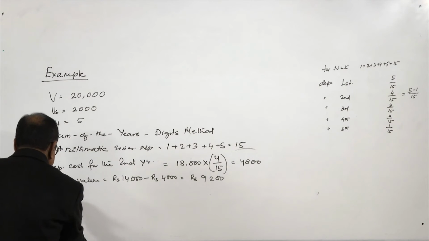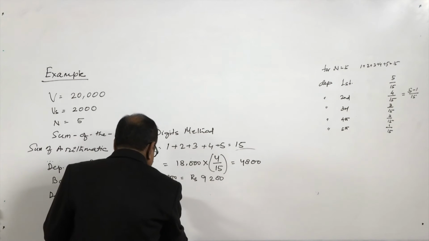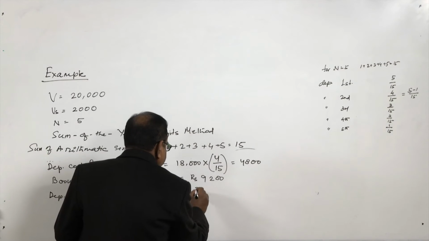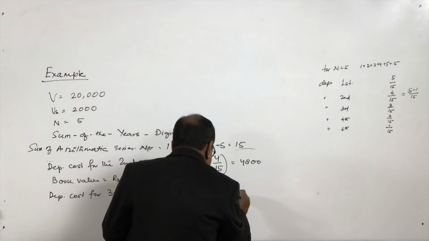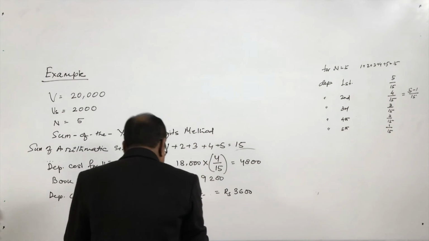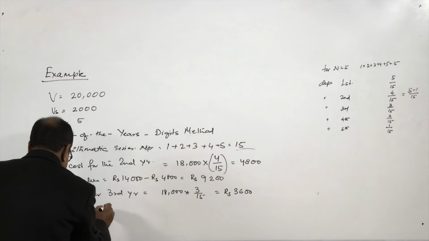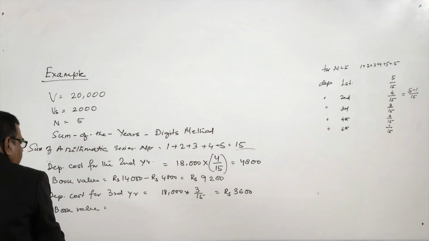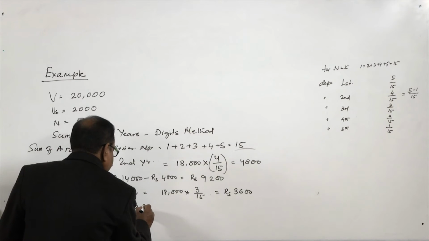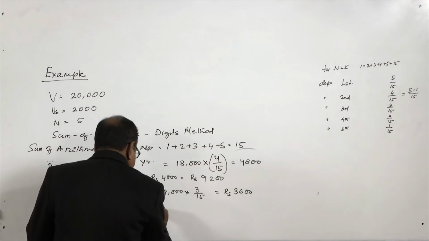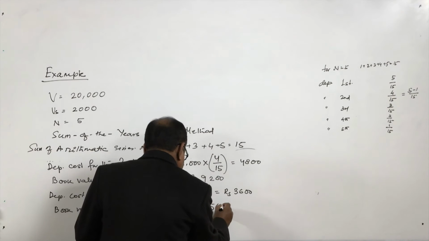Now, the depreciation cost for the third year is equal to 18,000, this remains constant, into 3 by 15. This comes out to be rupees 3,600. So, the book value at the end of the third year is equal to rupees 9,200 minus rupees 3,600, which comes out to be rupees 5,600.